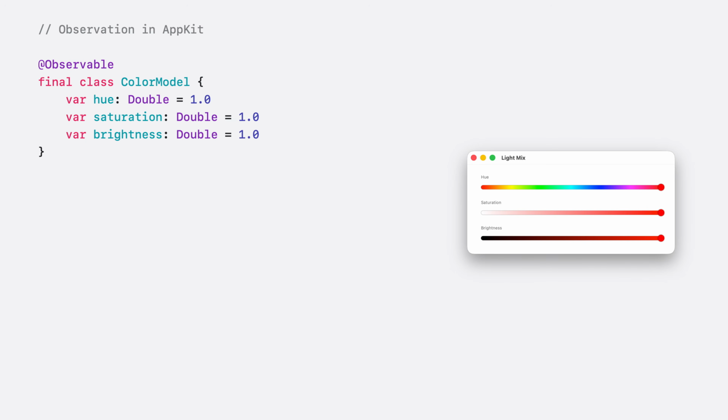AppKit also supports automatic observation of properties from Observable types. Leverage this by adding the @Observable macro to a Swift class. All mutable variables then participate in the observation system.